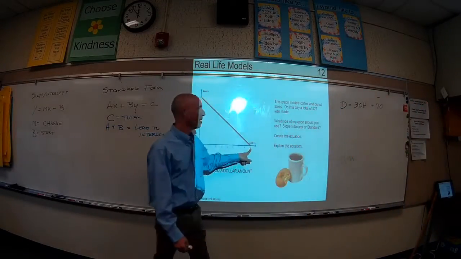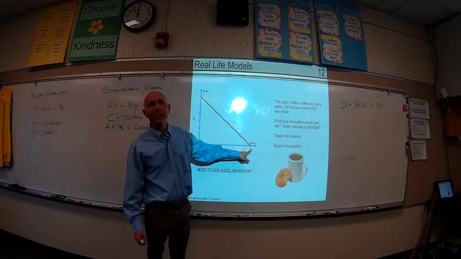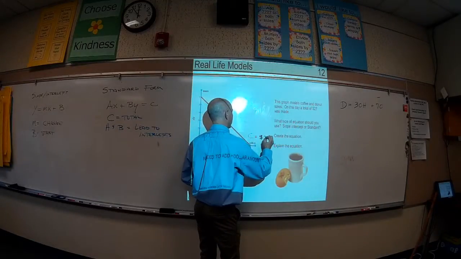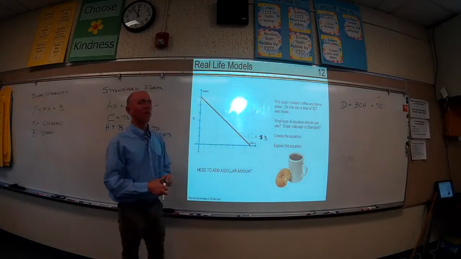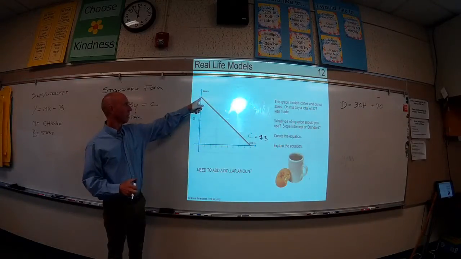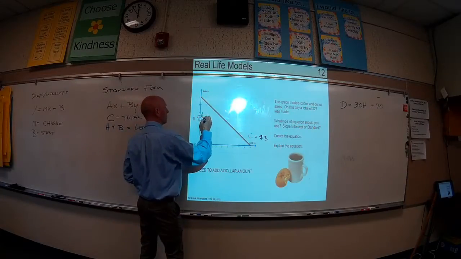So, if I spend all my money on coffee, how many coffees do I get? Nine. So, what's the cost of a coffee? $3. If I spend all my money on donuts, how many donuts do I get? So, what's the cost of a donut? $4.50.